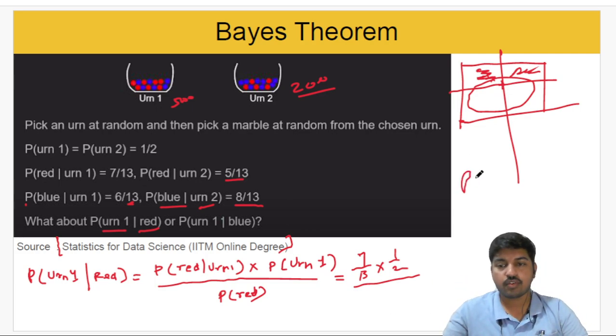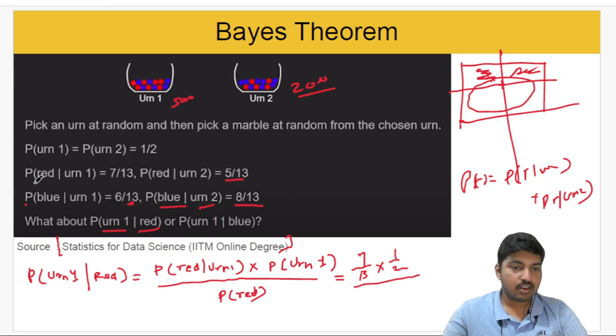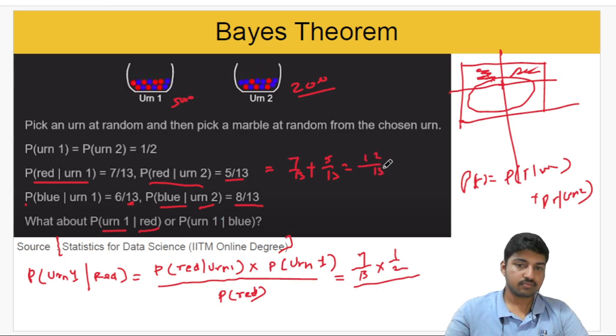How can I use it? Probability of red is equal to probability of red given urn 1 plus probability of red given urn 2. Here, given red urn 1, red urn 2. If I calculate this, what will come? 7 by 13 plus 5 by 13 is equal to 12 by 13. Okay. Oh my god. Yes, I'm doing something wrong here. Well, it should not be 5 by 13. It should be less, isn't it?